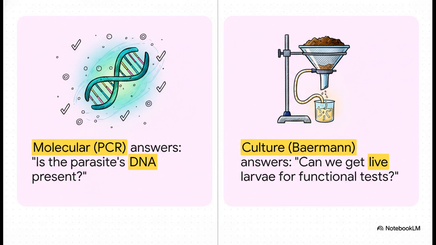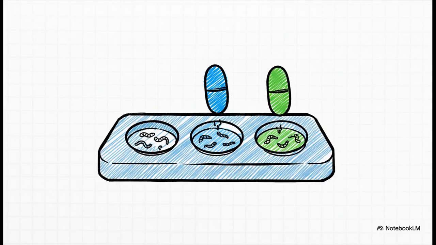But culture answers a functional question. It asks, can we get viable, living organisms out of this sample? And that is precisely why culture is still indispensable. You can't run a functional assay on a snippet of DNA. For critical jobs, like monitoring for anthelmintic resistance, you need live larvae. In something called a larval development test, or LDT, we literally expose these cultured larvae to different drugs to see if they can survive. That's a question that PCR just cannot answer, and it's absolutely essential for guiding treatment strategies for both people and animals.